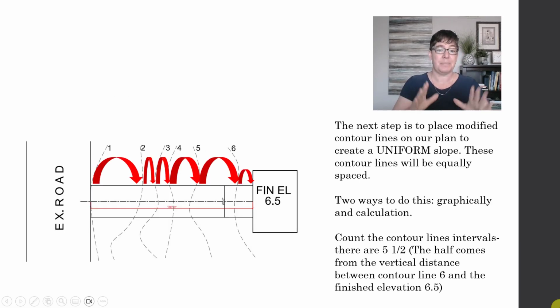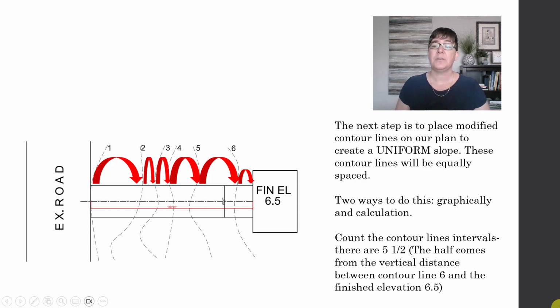So our next step, now that we have a layout, is to place modified contour lines on our plan in order to create a uniform slope. Those contour lines are going to be equally spaced, and that's going to create our uniform slope. There are two ways to do this, graphically and by calculation. Let's look at the graphic example first.